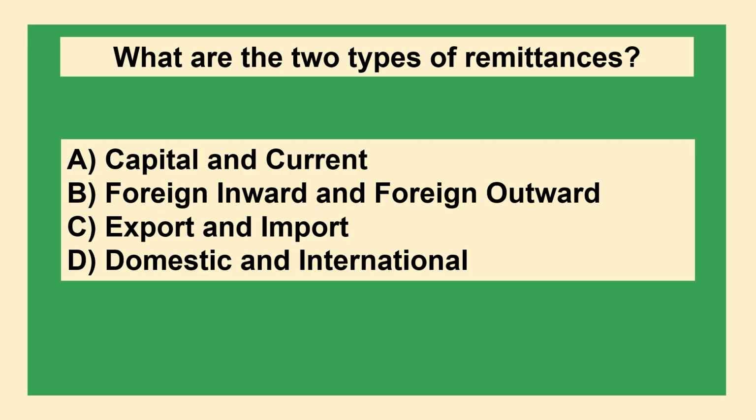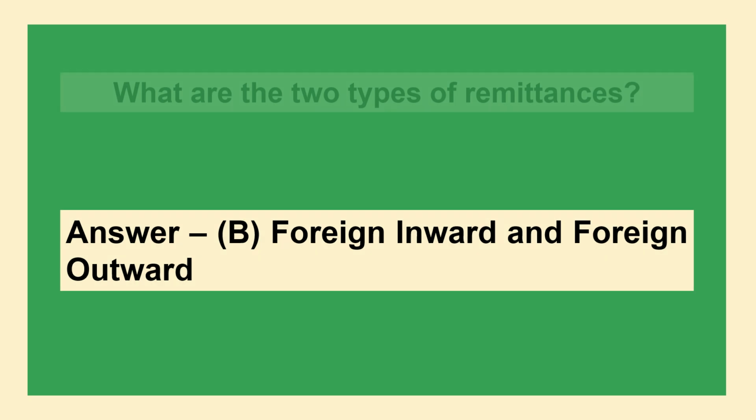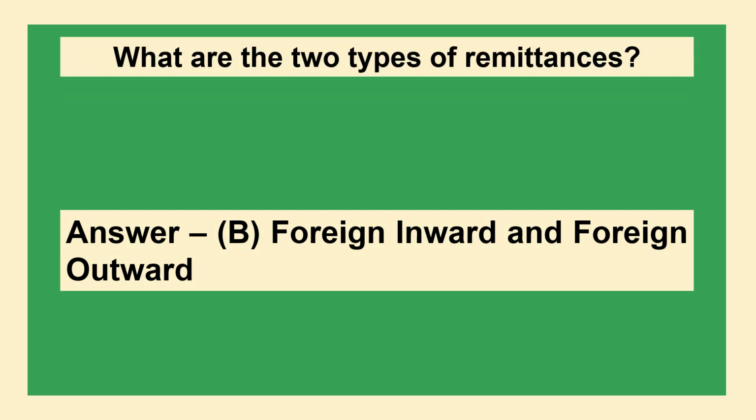What are the two types of remittances? Option A, capital and current. Option B, foreign inward and foreign outward. Option C, export and import. Option D, domestic and international. The answer is option B, foreign inward and foreign outward.